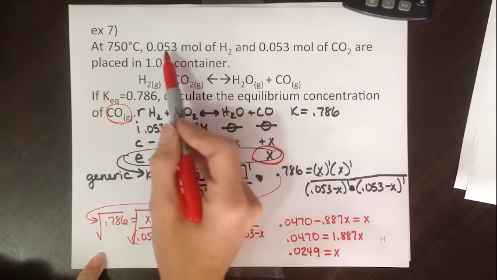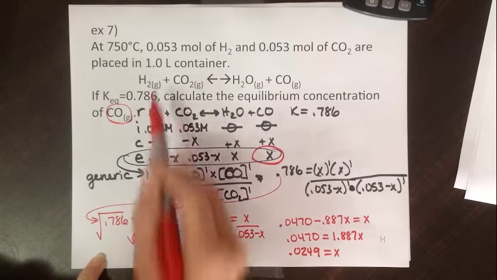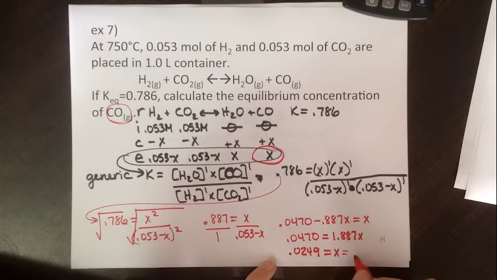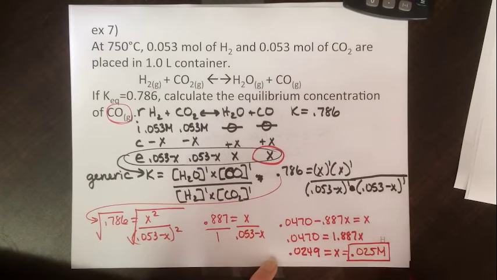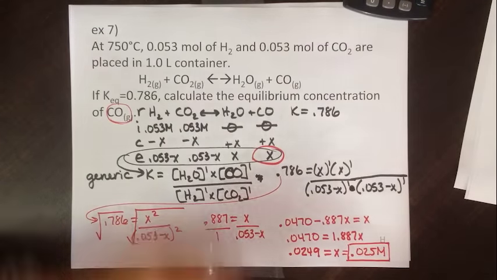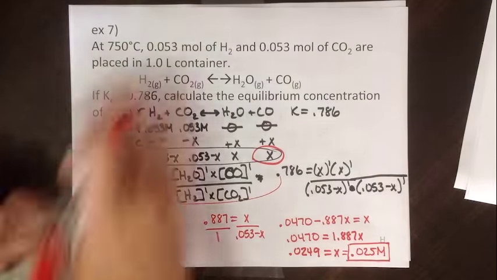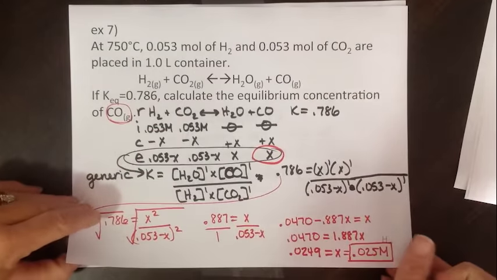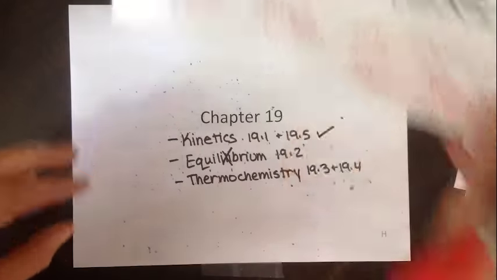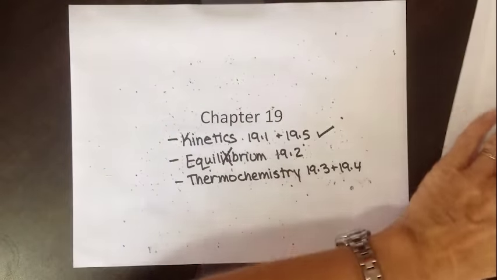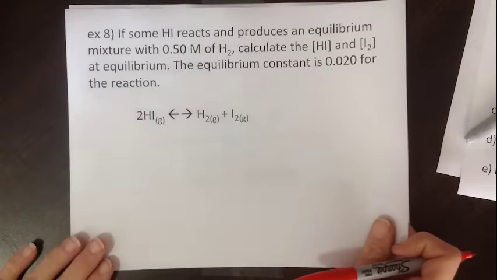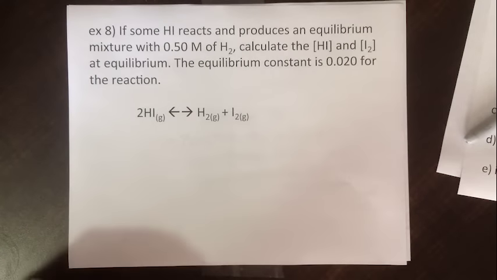If you're still with me, we should look at sig figs. 2 sig figs, 2 sig figs, 2 sig figs. So I'm going to let that equal 0.025 molarity. At this point, I wouldn't stress too much about sig figs. You can lose a point, but did you understand all of that? Okay, let's try another problem. This will be our last big equilibrium problem.